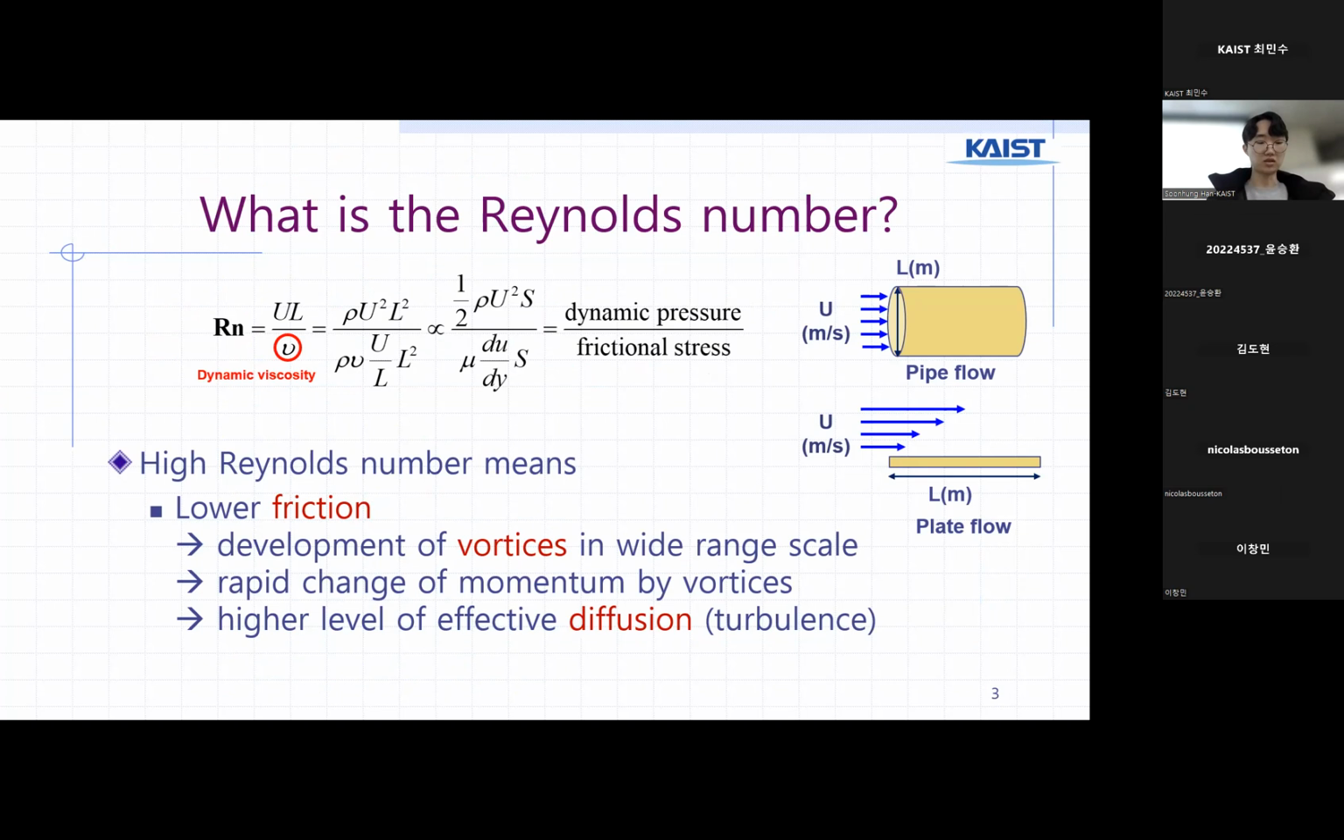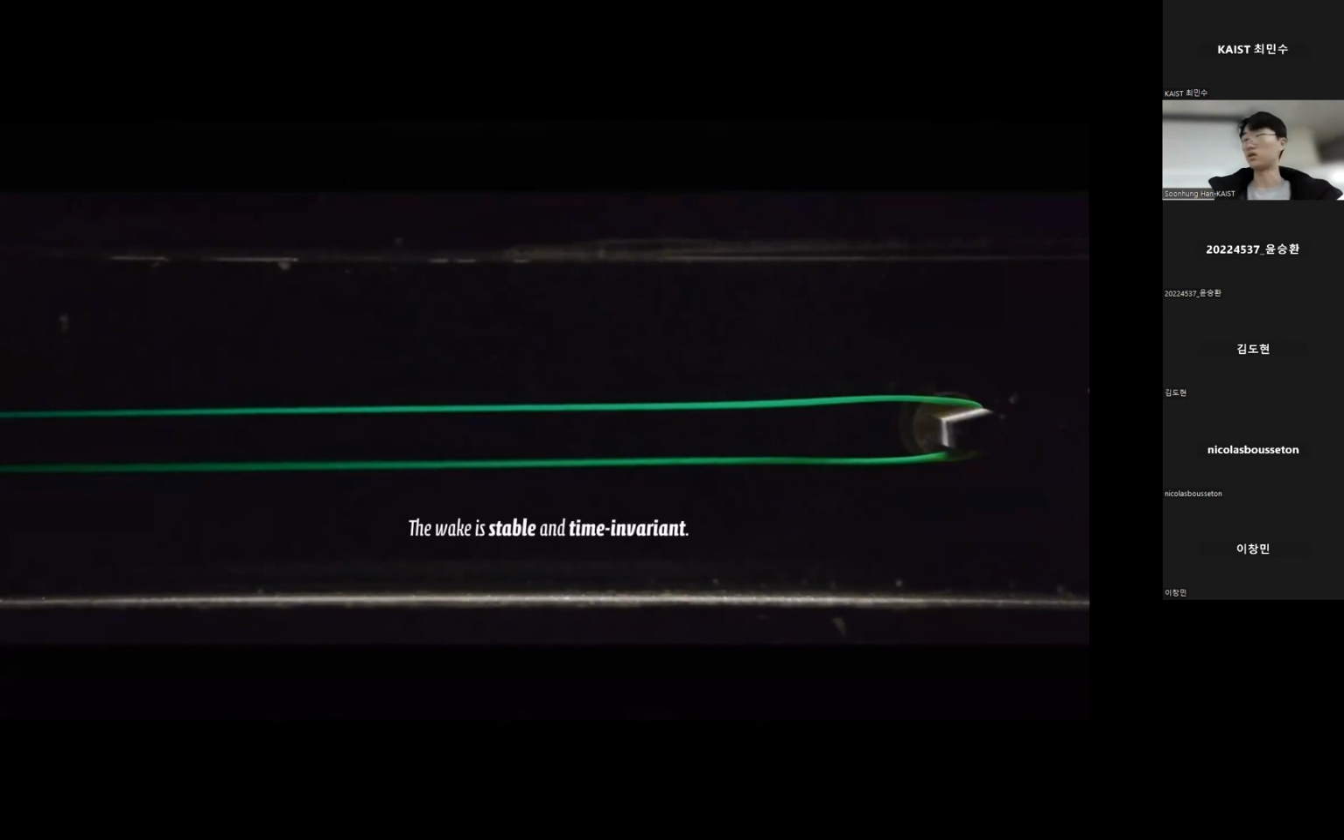Reynolds number is defined by the following formula, which is a dimensionless quantity that quantitatively represents the relative dynamics between two types of forces, inertial forces and viscosity forces, given specific flow conditions. A high Reynolds number implies low friction, leading to the development of vortices across a wide range of scales, resulting in rapid changes in momentum due to these vortices and a higher level of effective diffusion, also known as turbulence. Let's watch a related video to understand what it is.